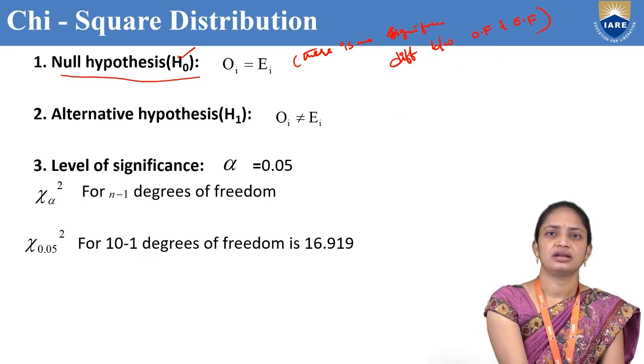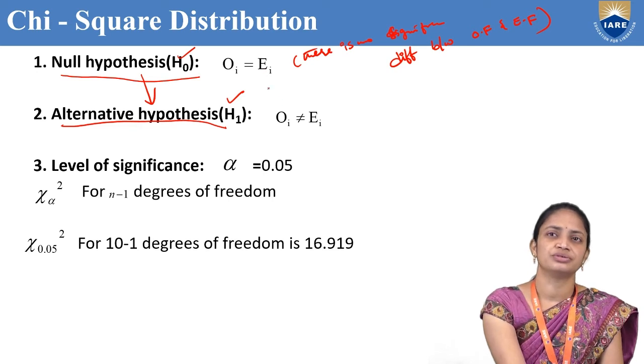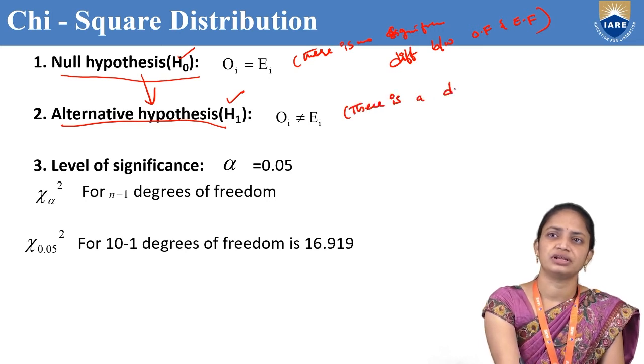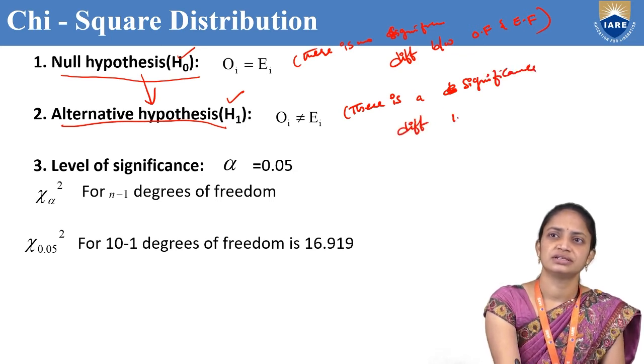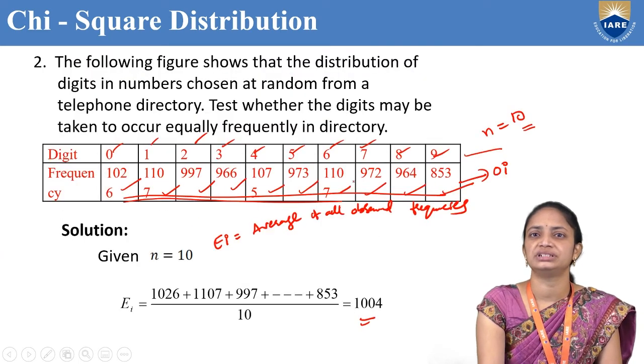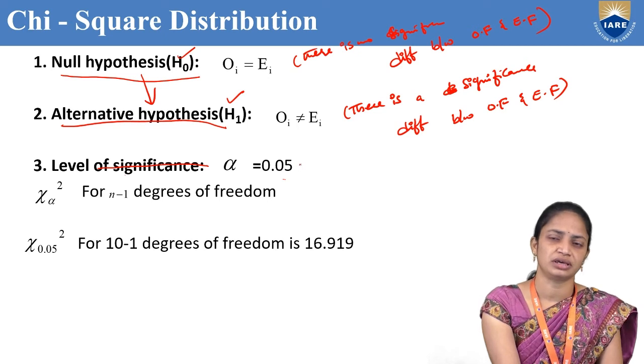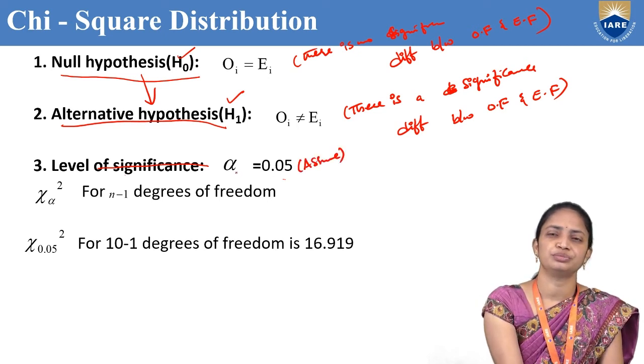Next, coming to the alternative hypothesis. The alternative hypothesis is nothing but the opposite of the null hypothesis, denoted with H1. In the null hypothesis I have taken OI equal to EI, but in the alternative hypothesis it will be OI not equal to EI. That means there is a significance difference between observed frequencies and expected frequencies. Next, coming to the level of significance. In the question they have not mentioned the alpha value, so I am assuming alpha equal to 0.05, at 5% level of significance.